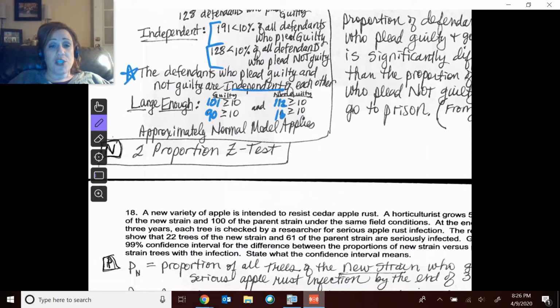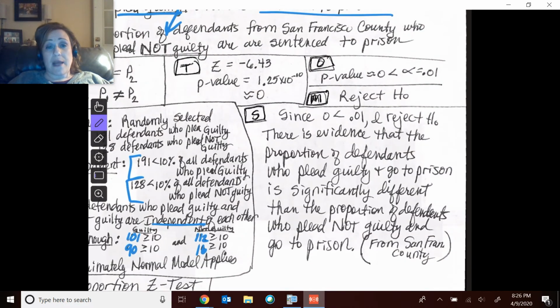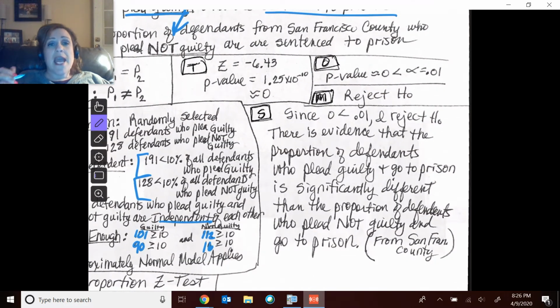This is a two proportion Z test. So I went and I put this into my calculator. Okay. And I got this Z score, negative 6.43. So it's way down there. And then look at this p-value. It wasn't 1.25. It was 1.25 times 10 to the negative 10. So that's like this here: 1, 2, 3, 4, 5, 6, 7, 8, 9, 10. Okay, that's pretty much 0.